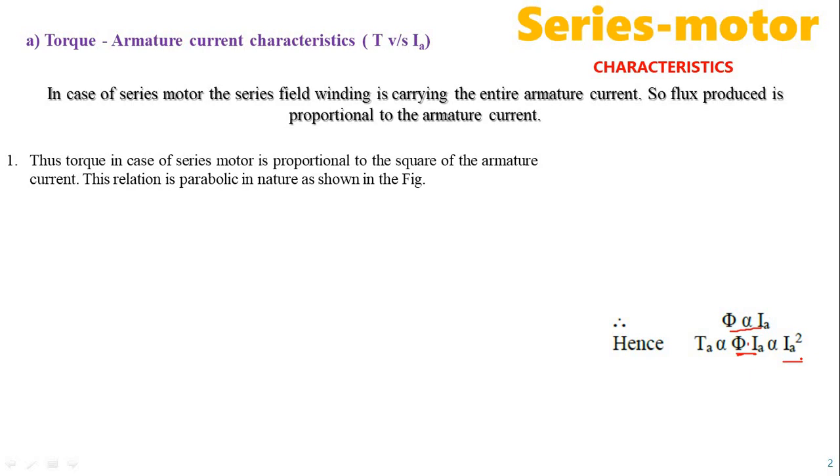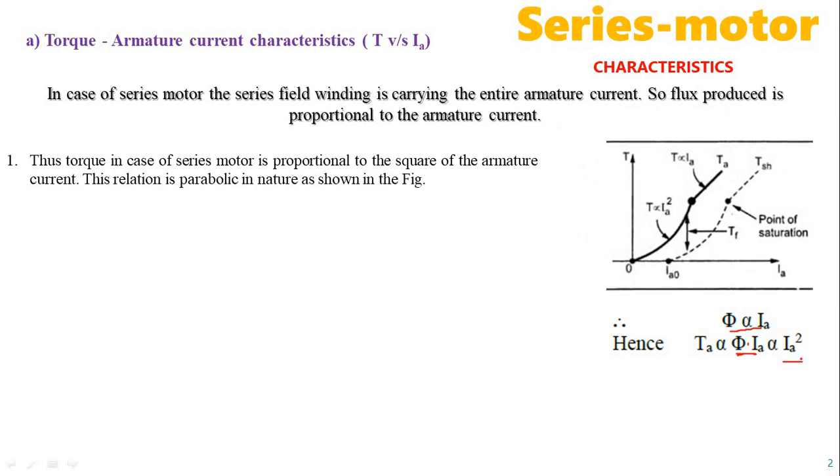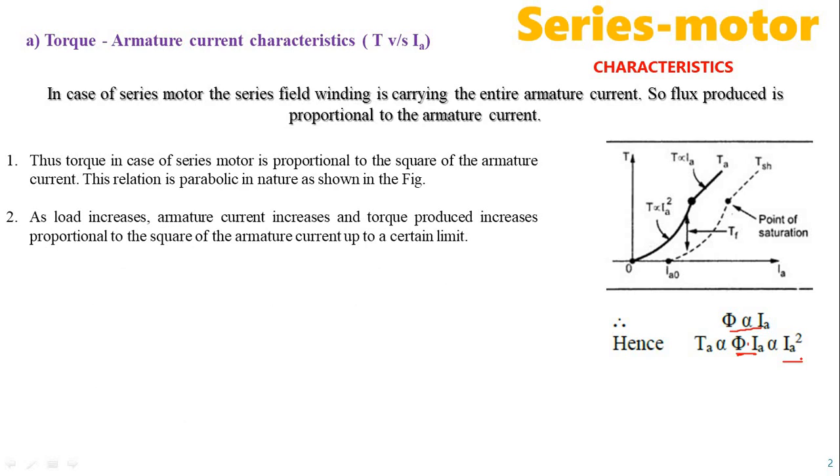So torque in case of a series motor is proportional to the square of the armature current, and this relation is parabolic in nature, which means that as the load increases, speed decreases and armature current increases. If the armature current increases, torque produced also increases. That is, torque is directly proportional to the square of the armature current up to a certain limit.